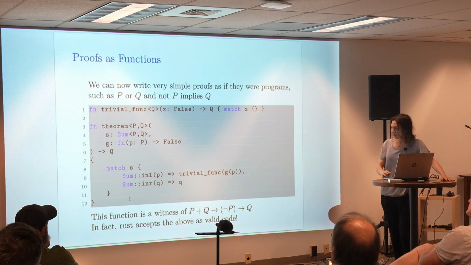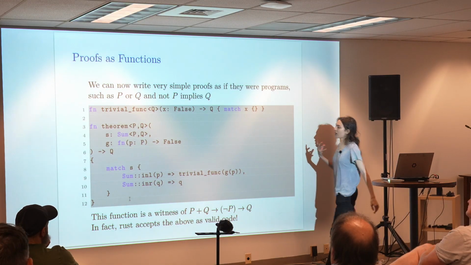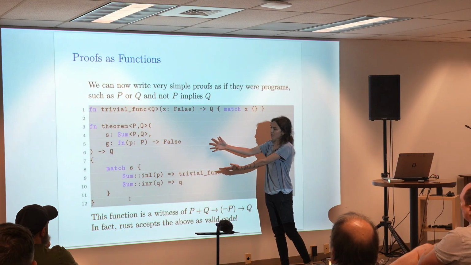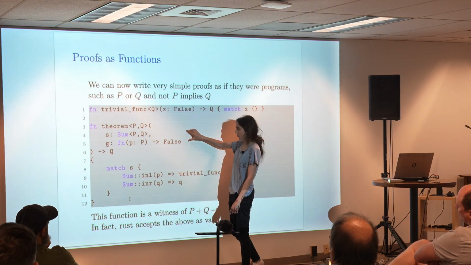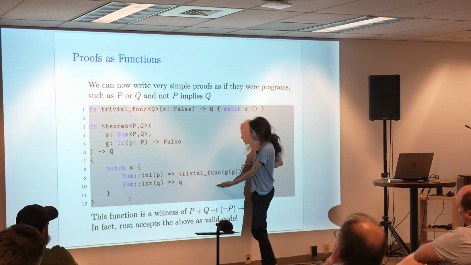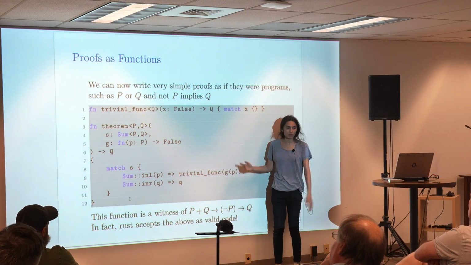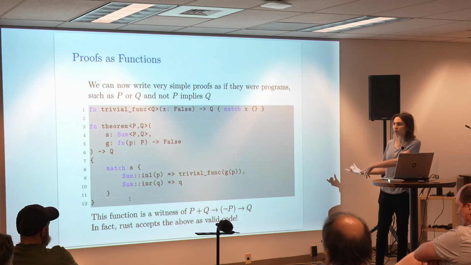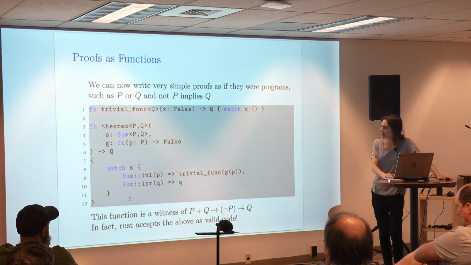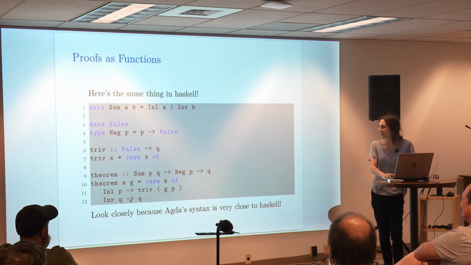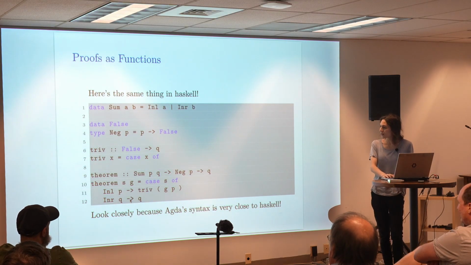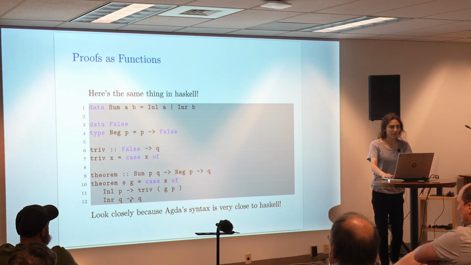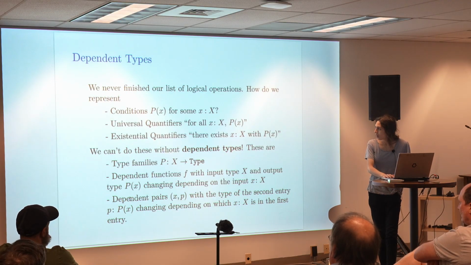And then you can do proofs as functions in the very straightforward trivial sense, where you just have literally a function where your inputs are proofs of things, and then you run functions in code or match statements on them. So this is an example of a proof written in Rust. And I think this is technically zeroth order logic, so it's not particularly sophisticated. And here's the same thing in Haskell, if anyone's more inclined to that.